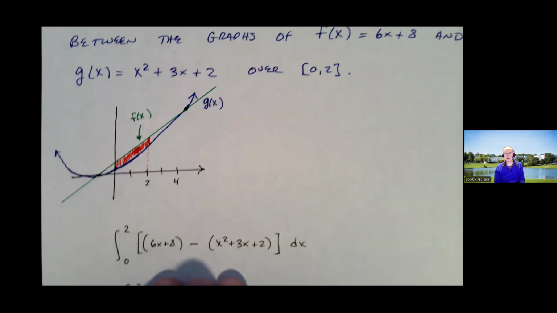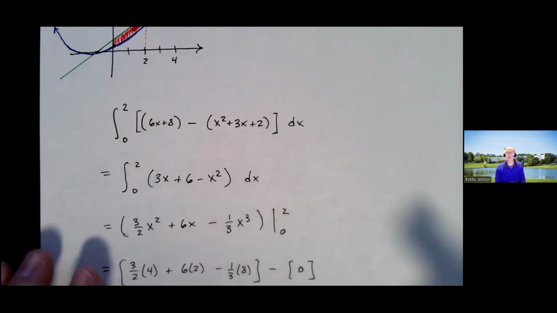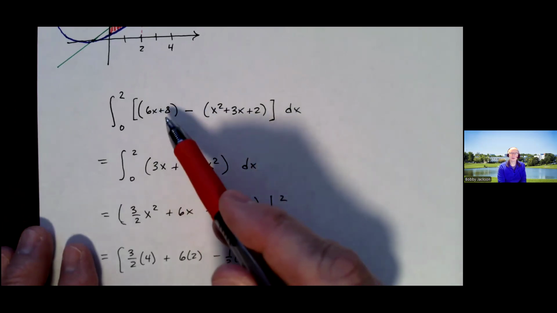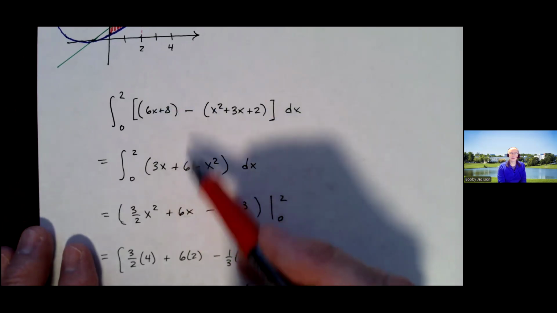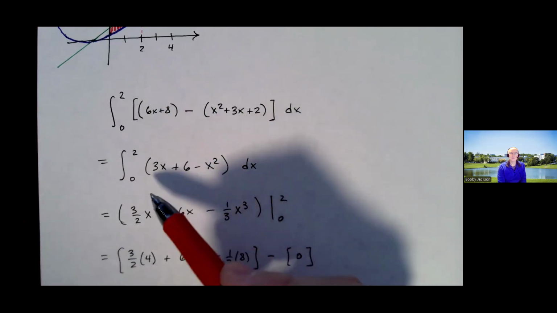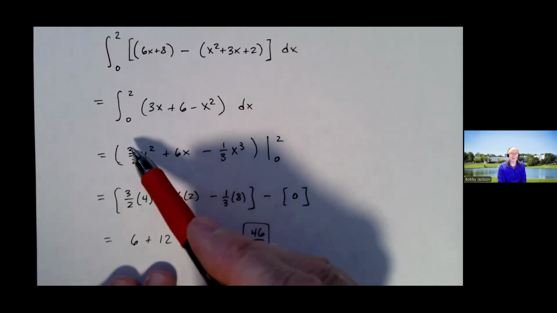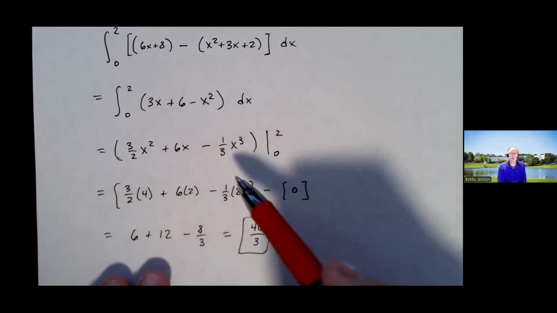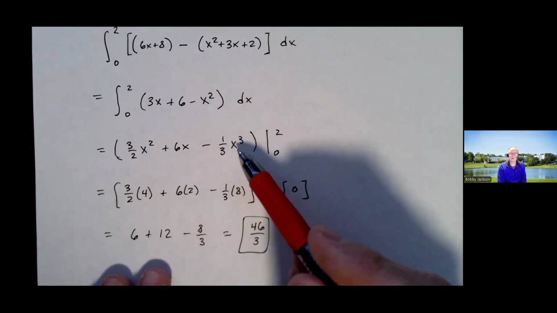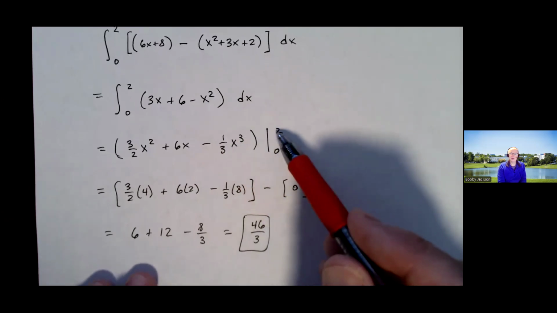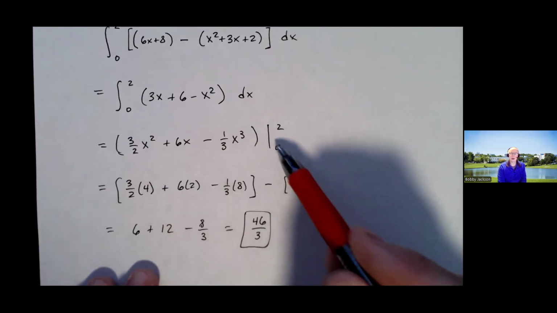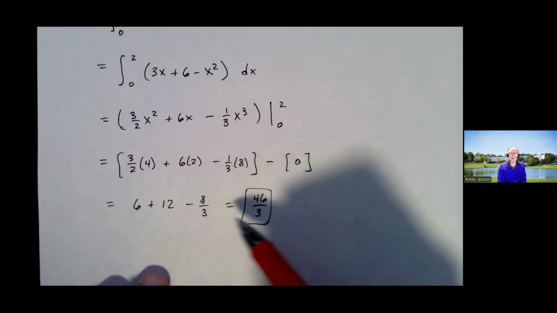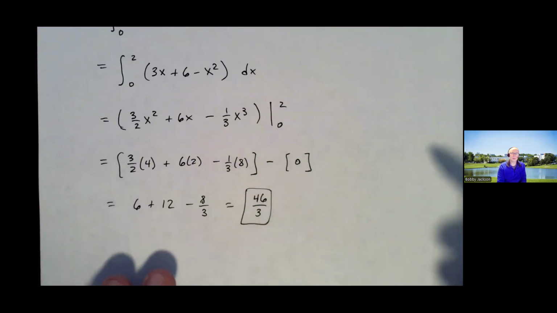This is pretty easy then, I would hope, for you to evaluate. We just want to simplify. So I've got 6x minus 3x is 3x, 8 minus 2 is 6, and a negative x squared. Antiderivative of 3x is 3 halves x squared. Antiderivative of 6 is 6x, and the antiderivative of x squared is 1/3 x cubed. I evaluate that at the upper limit of 2, that's what I've done here, and the lower limit of 0. When I do that and simplify my result, I get 46/3.